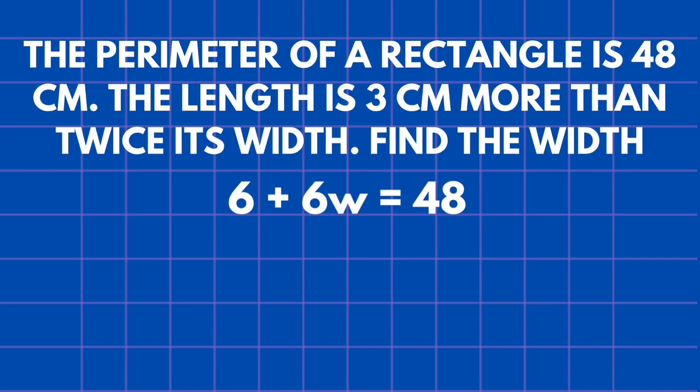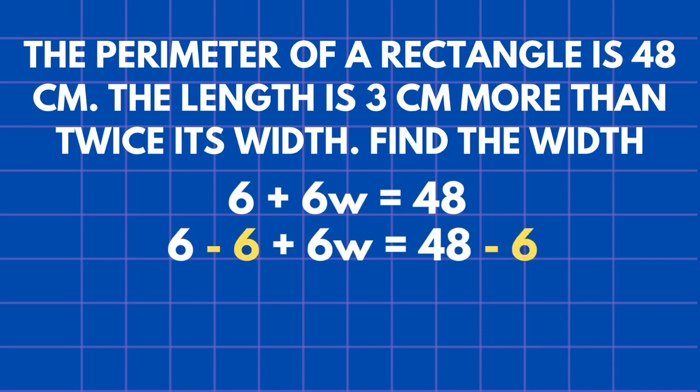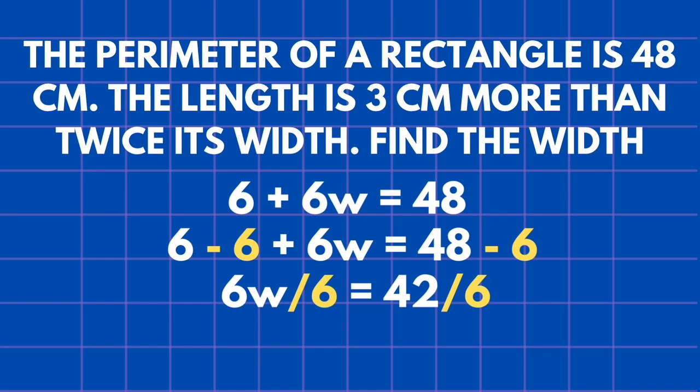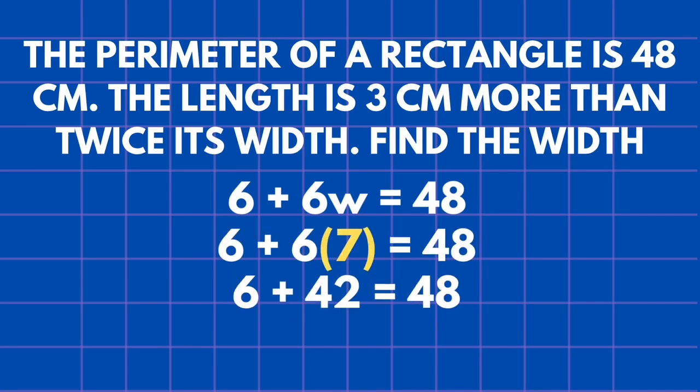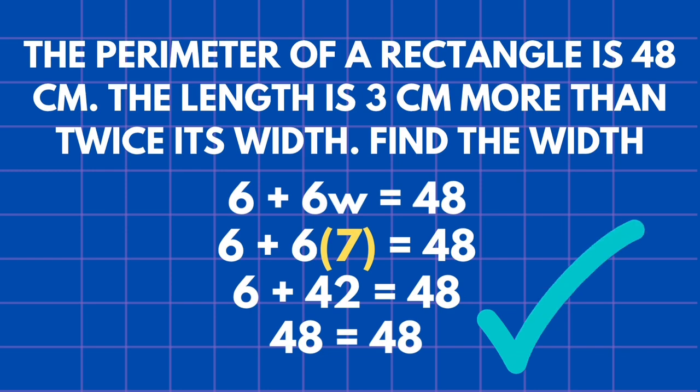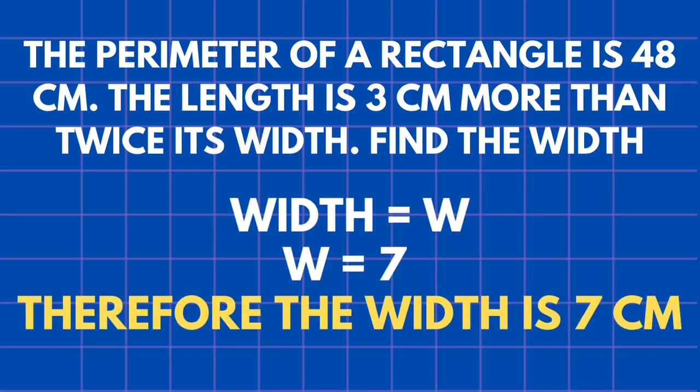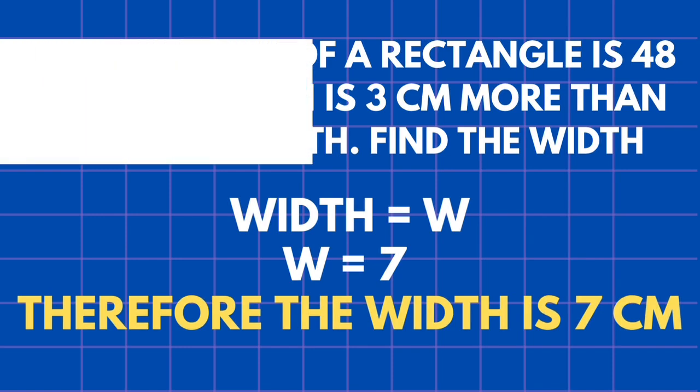Now to solve for the answer, we'll start by subtracting 6 from both sides. Finally, we'll divide each side by 6, leaving us with w equal to 7. Lastly, to check our answer, we'll plug 7 back into our formula and get 6 plus 42 equals 48, which is correct. Now to answer the question, we found w to equal 7. Therefore, the width of the rectangle is 7 centimeters.